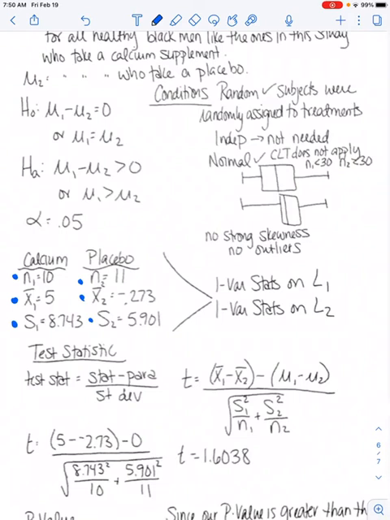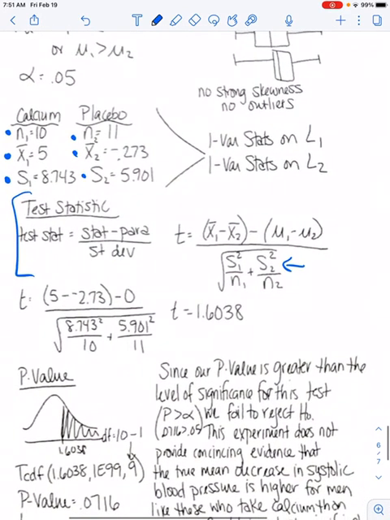So when I come here, notice that I have S's and not sigmas because I don't have sigmas. So again, don't memorize, just understand the information that you're given. So t equals X bar sub 1 minus X bar sub 2 minus the mu's, and then I've got my square root with my S's and my n's on the bottom. There's my X bar sub 1 minus my X bar sub 2. There are my standard deviations. There are my two sample sizes.